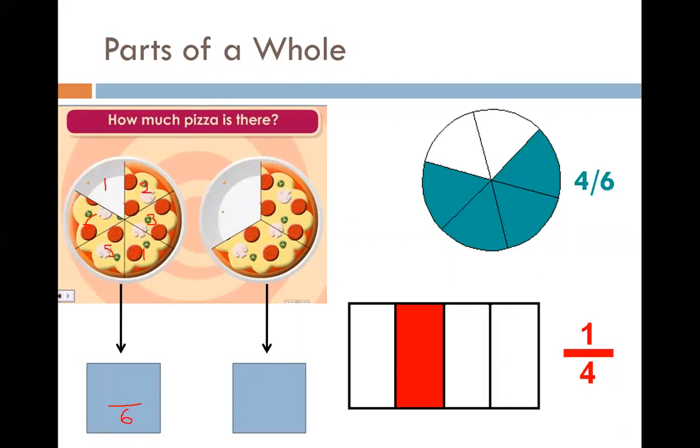So how many pizza slices are there with me? We can see that there are 1, 2, 3, 4, 5. Here I have 5 pizza slices with me. So what is the fraction for it? It is 5 by 6. 5 pizza slices are with me out of 6 equal parts.